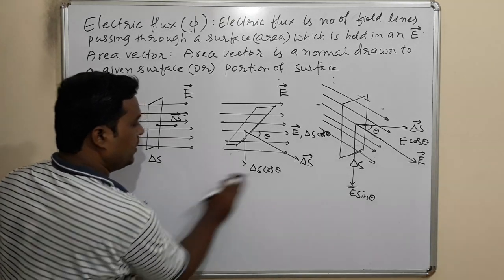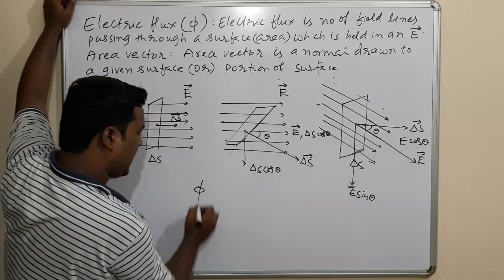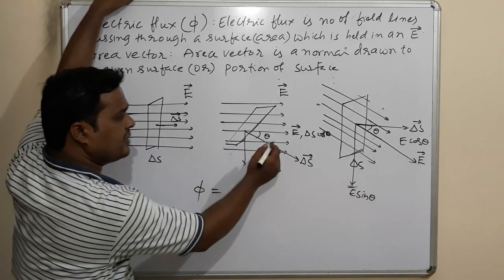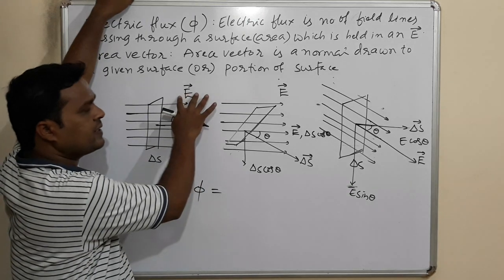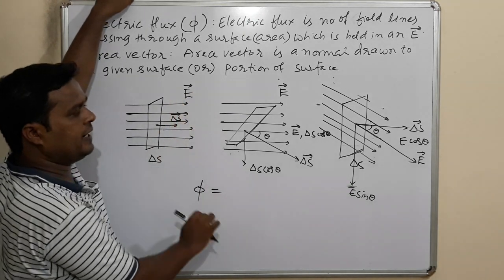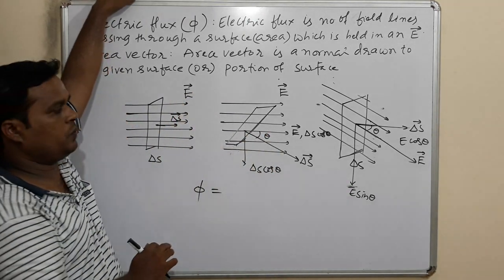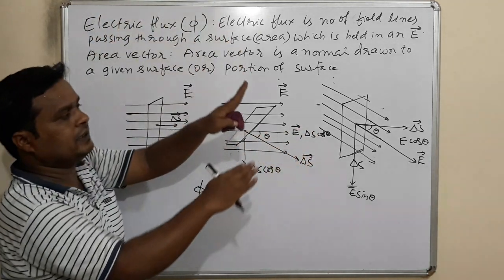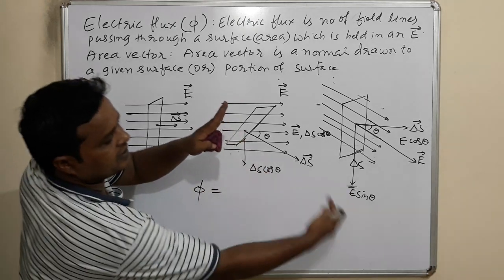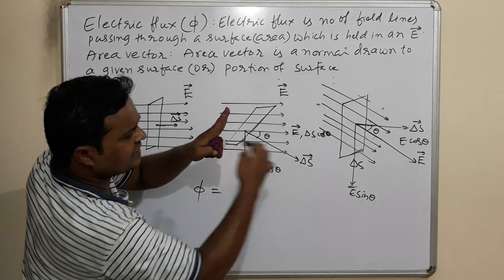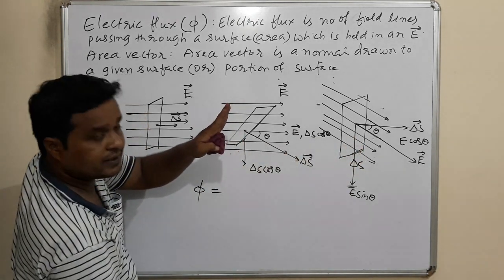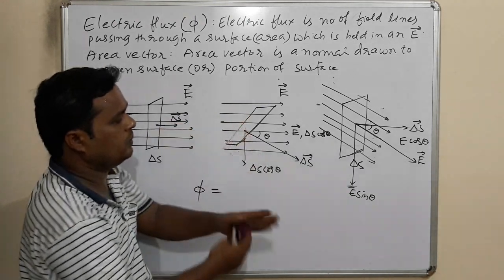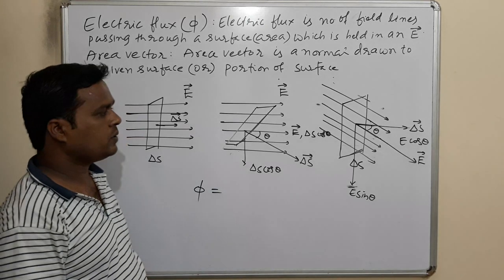See, overall, the number of lines passing through this surface, which is nothing but flux, depends on field strength, depends on area, and depends on theta also. Which component will decide how many lines will pass? See, this is the surface, this is delta S. This is delta S cos theta, this is delta S sin theta. The field is like this. How many lines will pass will be decided by delta S cos theta.